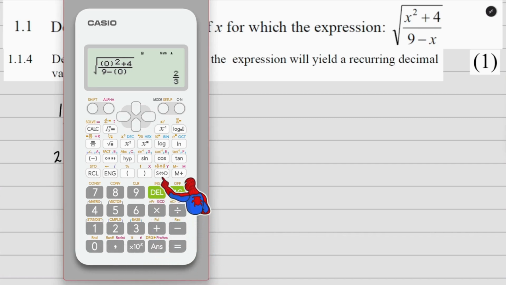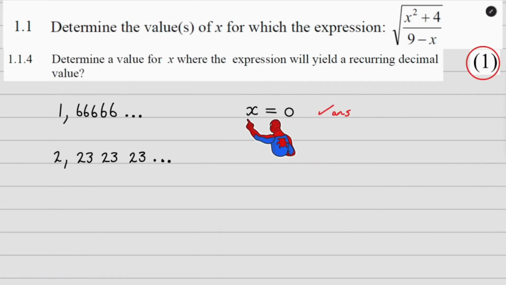Alright, S to D, look at that, a recurring decimal. So if I make x 0, I'm going to get a recurring decimal. Your calculator just automatically rounds it off because it's got limited memory. But essentially this is 0.66666, and that 6 carries on forever. And we just need to show what x value we used to get our recurring decimal, and you simply get 1 mark for the answer.